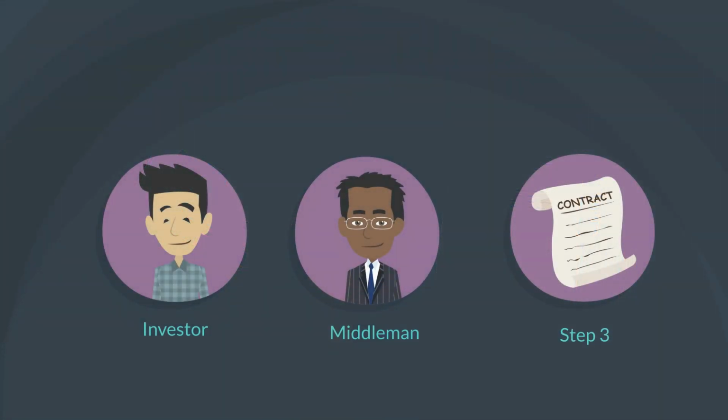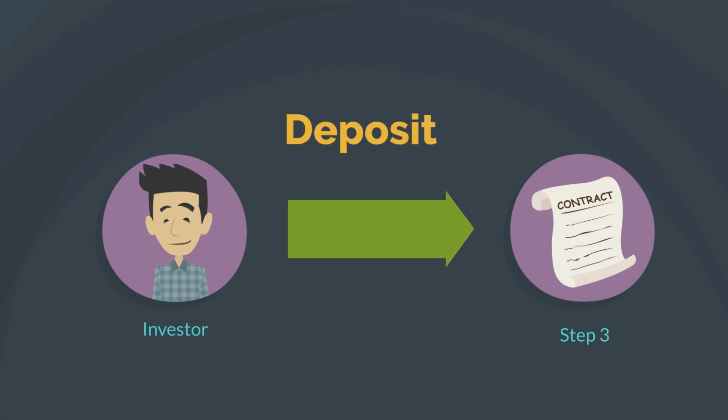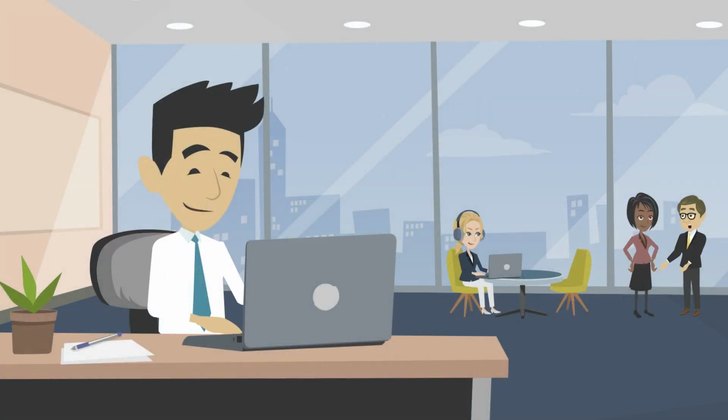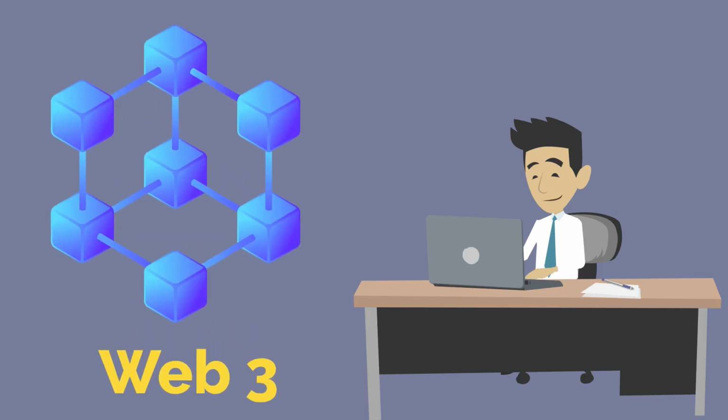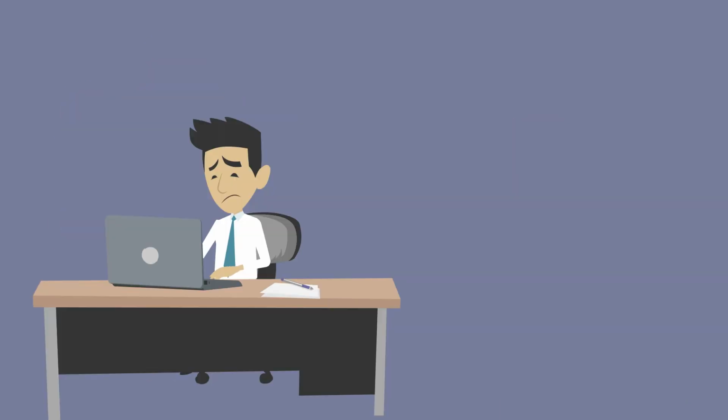Instead of working with a middleman, you can directly deposit money into the smart contract, and based on what is written in the smart contract, the action will automatically be executed. For example, let's say you want to start a project. You have a great idea to build a company in Web3. The only thing you're missing are the funds.